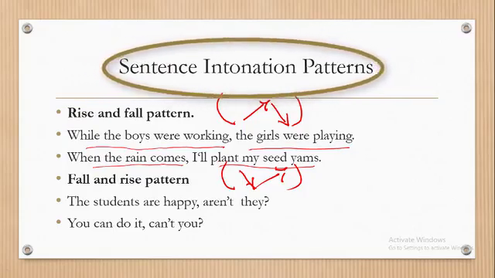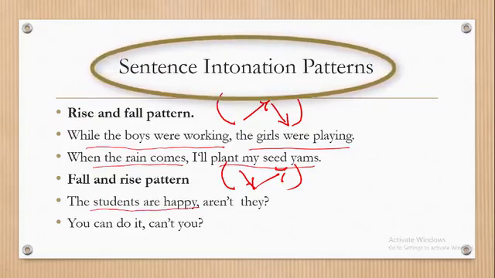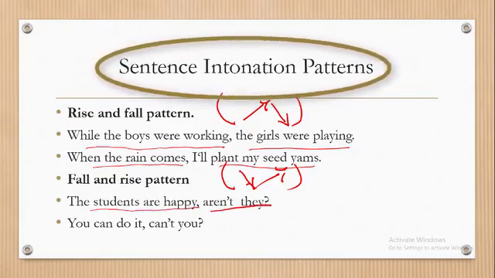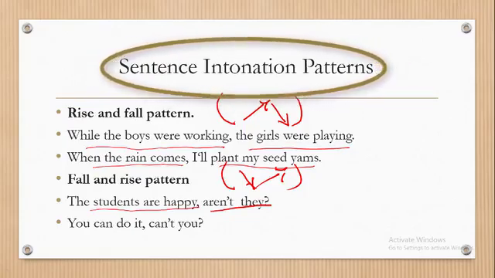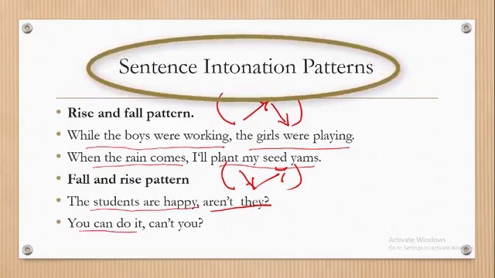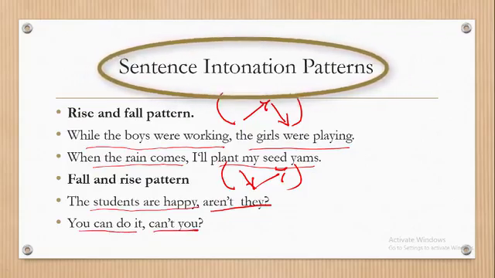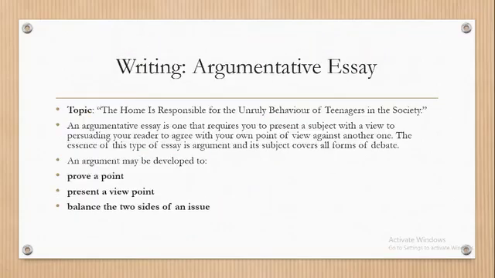Okay, the students are happy. The students are happy. Ain't they? Now, you notice that I began with the falling tune and I arrived with the students are happy. Ain't they? You can do it. You can do it. Can't you? Now, it's a polar question, so remember it's a yes or no. Can't you? Yes, I can. Or no, I can't. Okay?